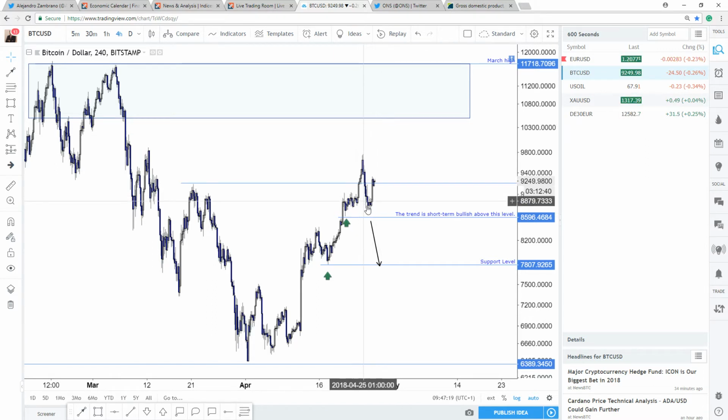Ideally one would have bought already yesterday, or if you're long from the breakout here from a few days ago, just long, really bullish about this level.